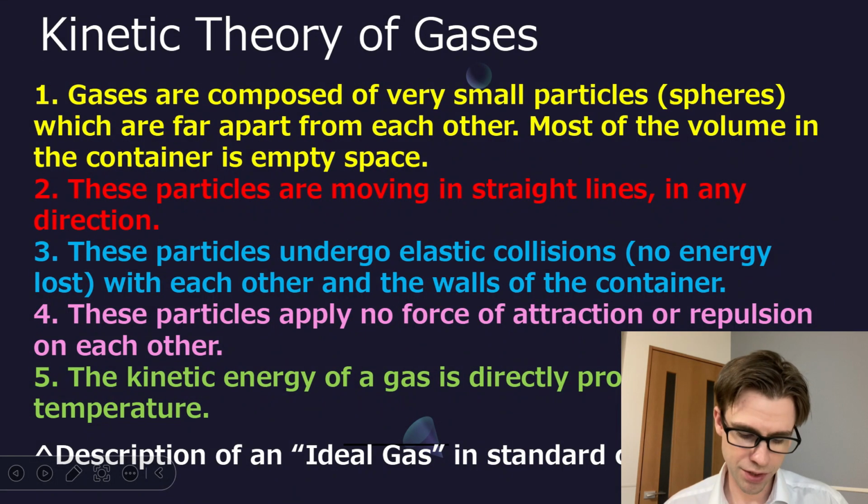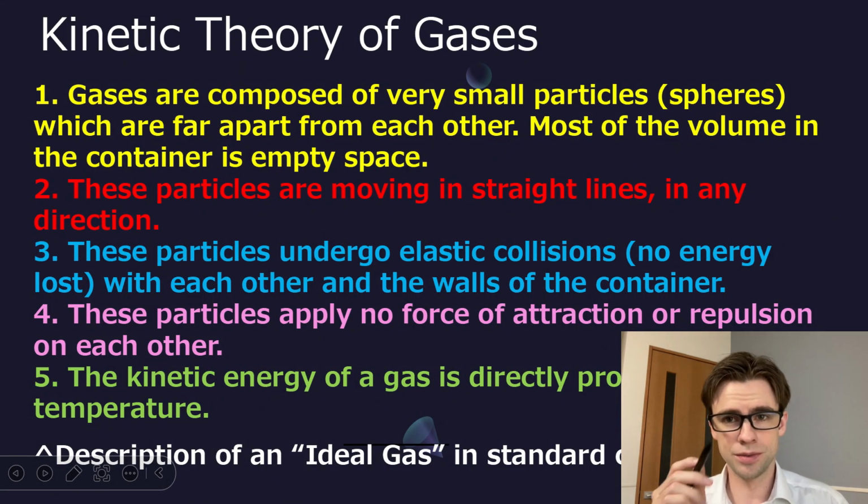Second, number two, these particles are moving in straight lines in any direction. Okay, so they're not curving or taking strange paths. They move in straight lines until they collide with something. And it's in any direction, so there's no preference for up or down or left or right or forward or backwards. Basically, they all have equal chance. If you selected any random particle, it has an equal chance to be moving in any direction.